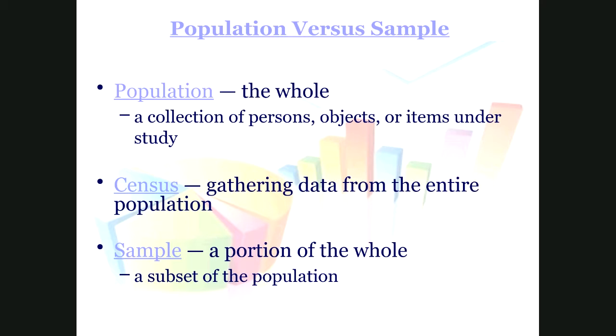The census is the method of gathering the data from the entire population. And the sample is a portion of the whole, a subset of that population. Any questions about these three terms? No questions? Okay. All right, good.